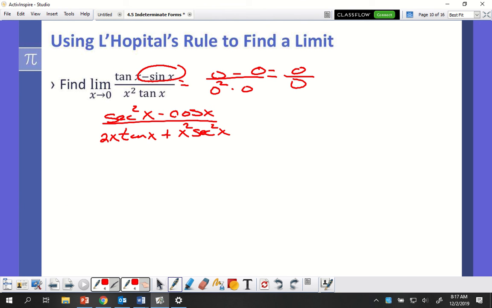Okay, so I think we're right about here. So secant at 0. Let me see. That's the reciprocal of cosine. Cosine at 0 is 1. So 1 over 1 squared is 1. Minus, again, cosine at 0 is 1 over, let me see. This is going to give me 2 times 0, which is 0. And this is going to give me, again, plus 0. So that's going to give me 0 over 0. All right? So there's the first derivative. Let's do another derivative.